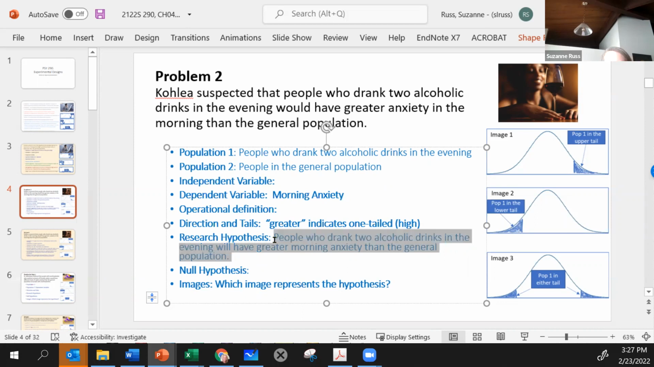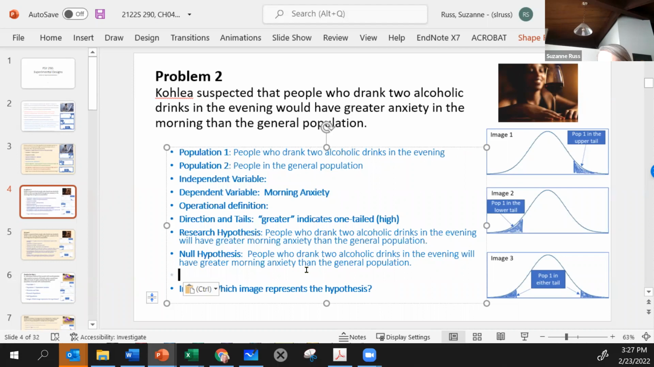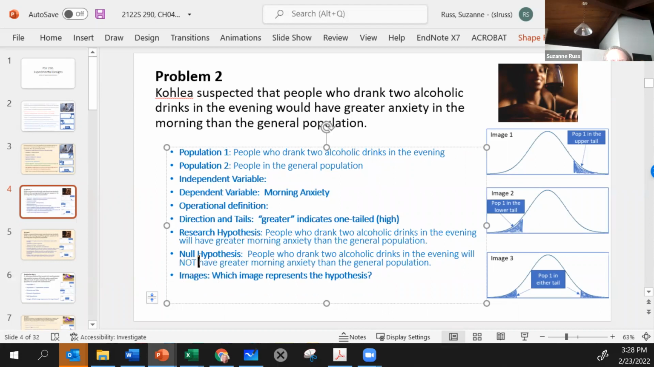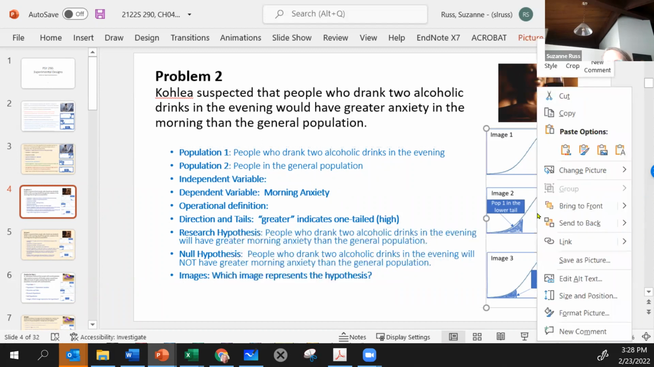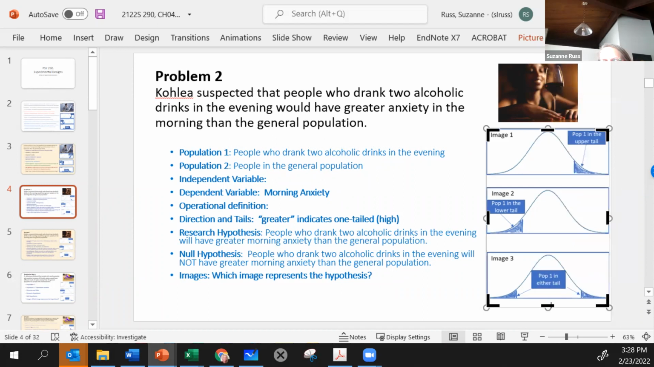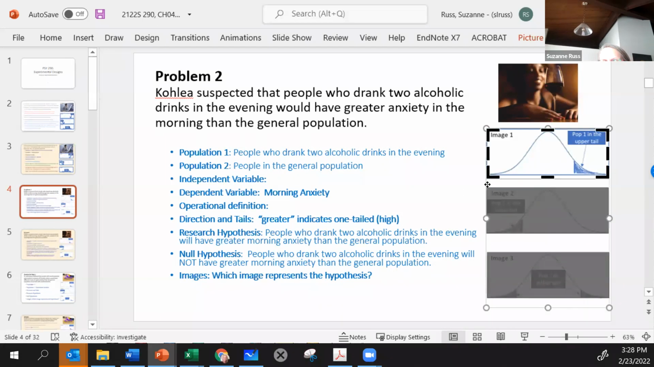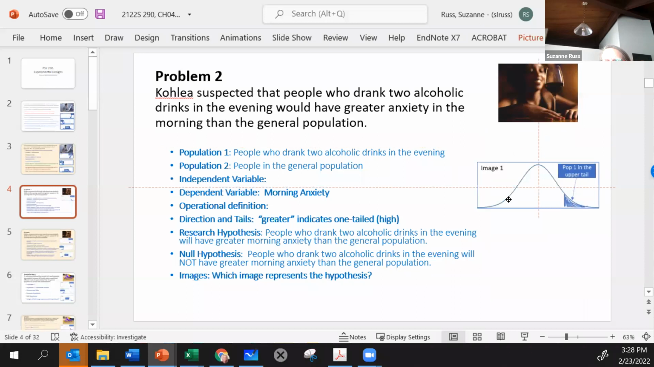The null hypothesis that we're testing is the opposite. It says there's not going to be any difference. People will not have greater morning anxiety than the general population. And the correct image in this case is image one. So I'm going to crop that so that all we can see is image one. This is the image that we'd be looking for.